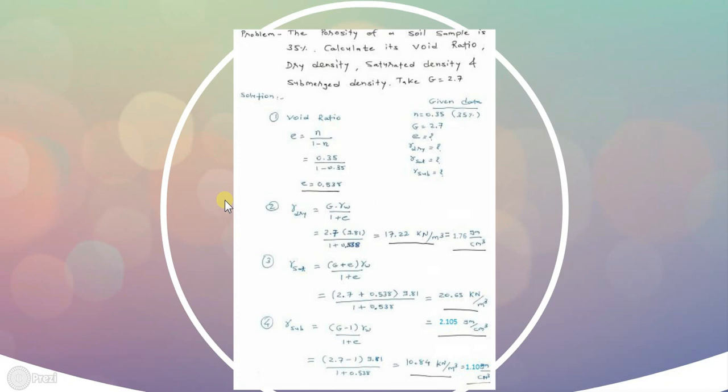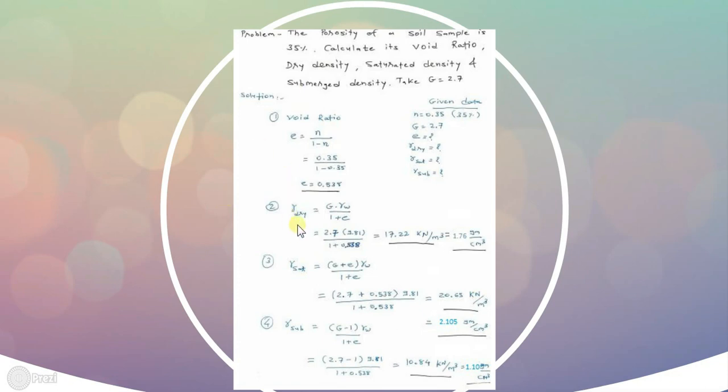For dry density, item number 2, you can use the gamma D or gamma dry formula as well as the rho D or rho dry formula. Some literature refers to gamma and then converts to rho, I mean density. So I am going both ways. Whichever way is suitable to you, you can adopt that.